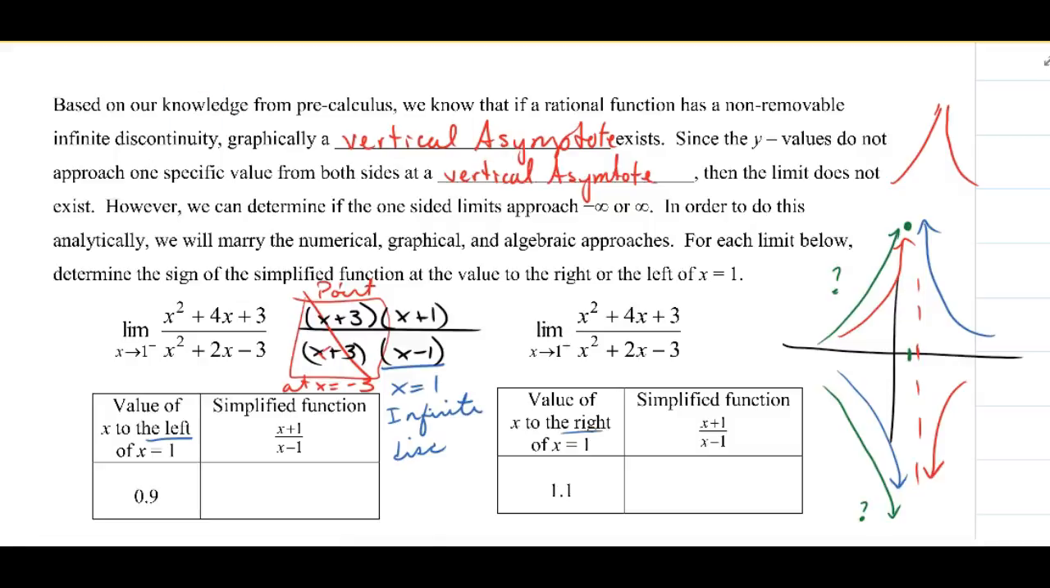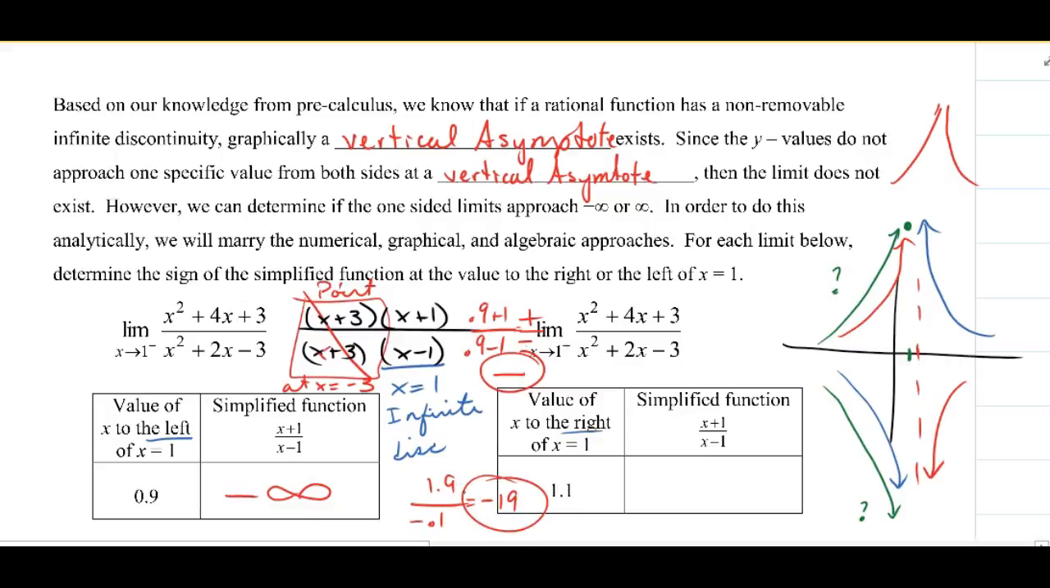I can say 0.9 plus 1 over 0.9 minus 1. 0.9 plus 1 is going to give me some positive number, and 0.9 minus 1 is going to give me some negative number, and a positive divided by a negative will be negative. Therefore, I can assume I would get negative infinity. Now, if I actually plug that in, 0.9 plus 1 is 1.9. 0.9 minus 1 is negative 0.1, and I would get negative 19.